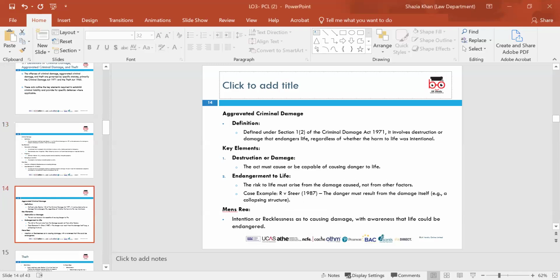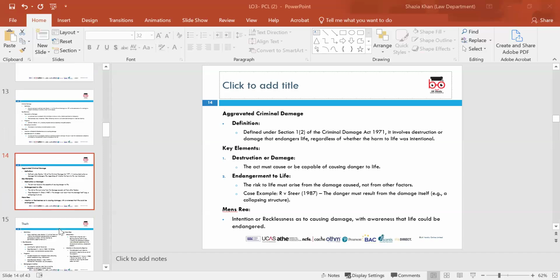Aggravated criminal damage. We looked at that a little bit earlier as well, so I'll just go through that. So aggravated criminal damage, as we mentioned earlier, means there was also an intention to endanger someone's life through the destruction or damage of property. And the key elements here are, like we said, destruction or damage and endangering life, and the case of Steer in 1987. And then the mens rea is intention or recklessness as to causing damage with awareness that life could be endangered.